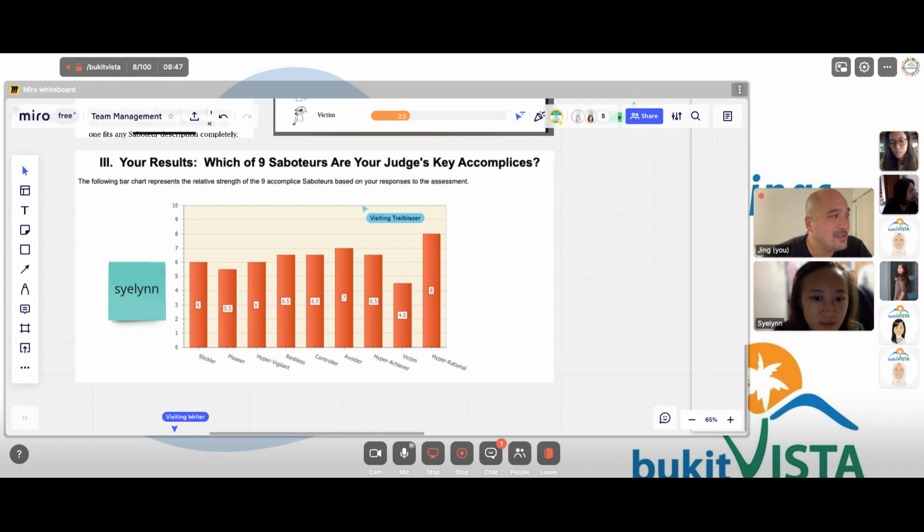From my side, if we see from the scoring, my high attribute is the hyper rational. It's the first highest, and then the second one would be the avoider. The rest, number 3, 4, 5, somehow have the same amount. But for the lowest, it's victim, and then the second lowest is pleaser.